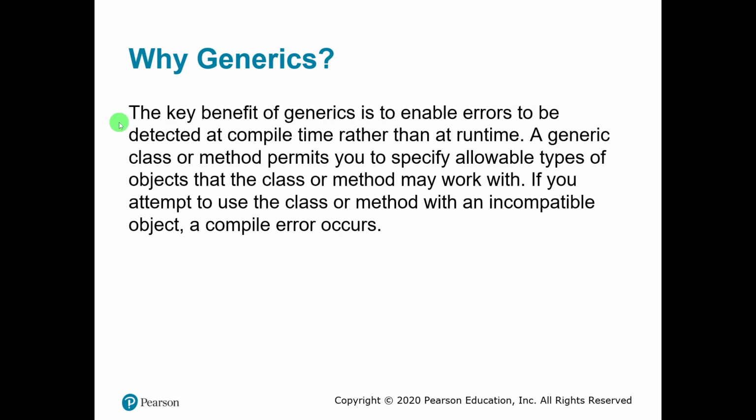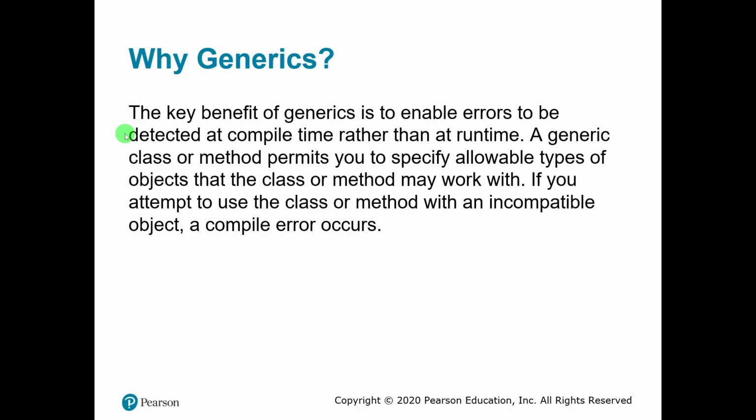Why do we want to use them? The key benefit of generics is to enable the errors to be detected at compile time rather than at runtime. We saw that example with the get name on our players. If we have a mix of types in our lists and we try to call a bunch of methods from those types, there is no guarantee that they would all have the correct methods. So we do this to limit our list to the types that we want to have, or to limit our objects to the types that we want it to have, so that we can guarantee some things that will be able to happen with it.